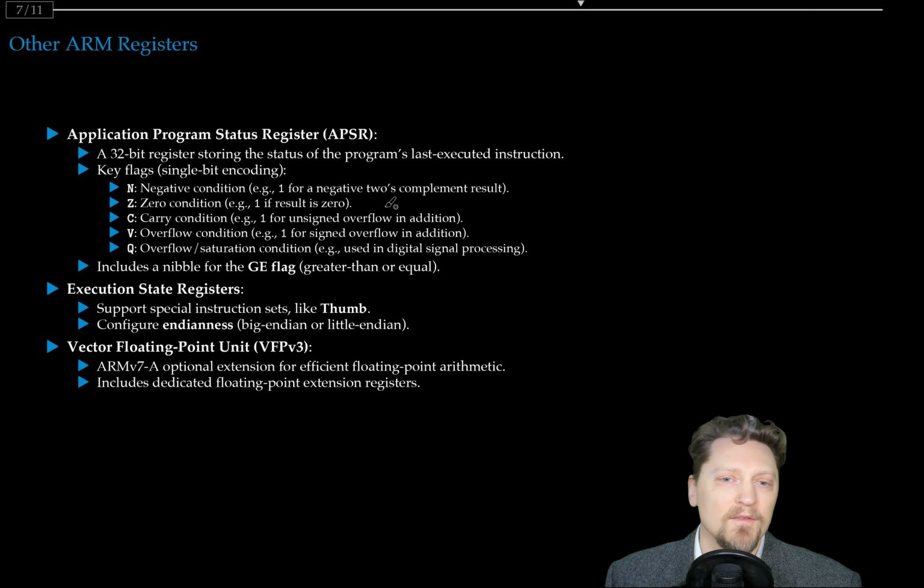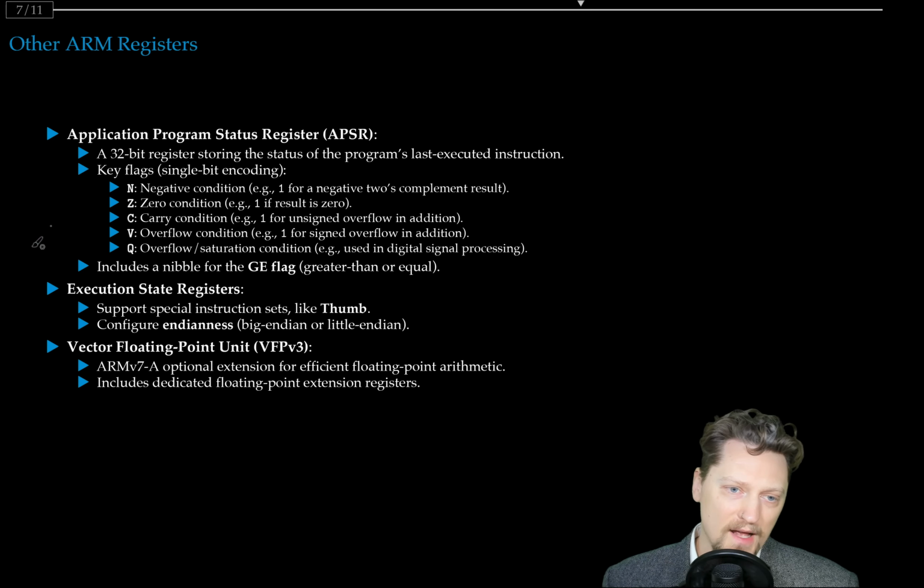So if the result of the operation was 0, this flag gets set to 1. C, the carry condition, it is 1 for unsigned overflow in addition. If we run out of digits in our representation of the number, then we'll get overflow. There's another overflow condition here, which is for signed overflow, V. And then Q, there's overflow saturation condition, which is used in digital signal processing, which we'll come back to later in the course. Includes a nibble, so 4 bits, for the GE flag, which is the greater than or equal to flag.